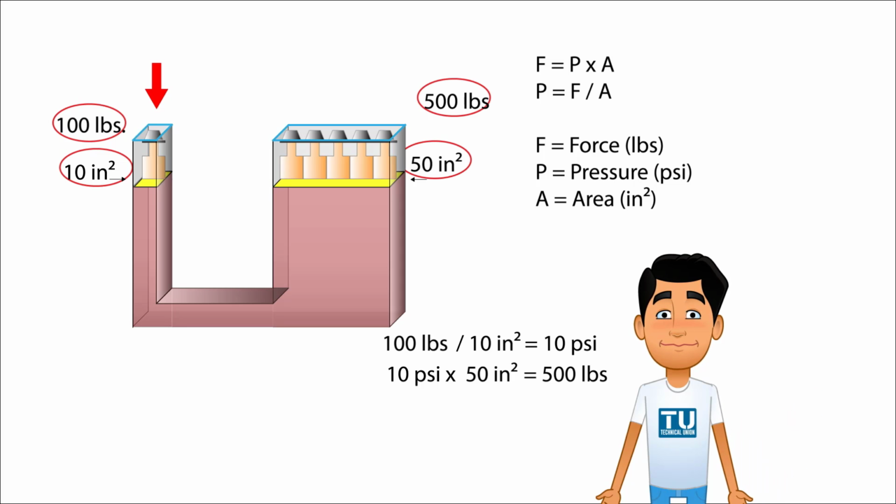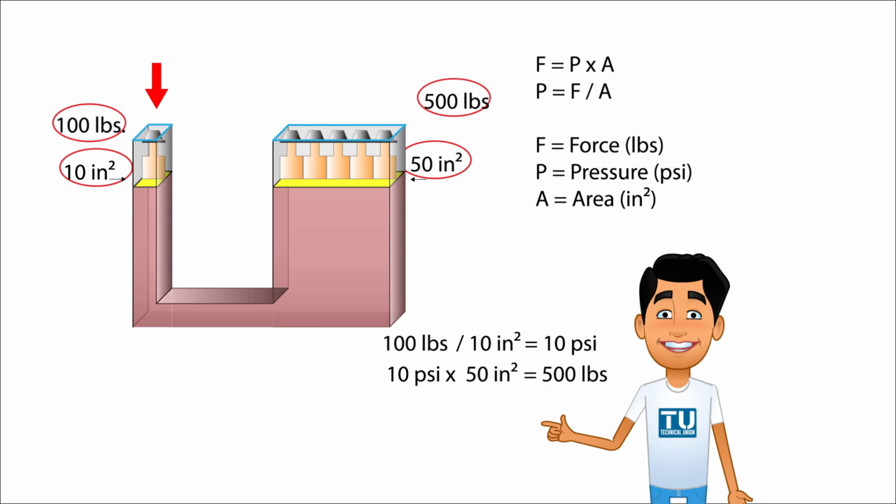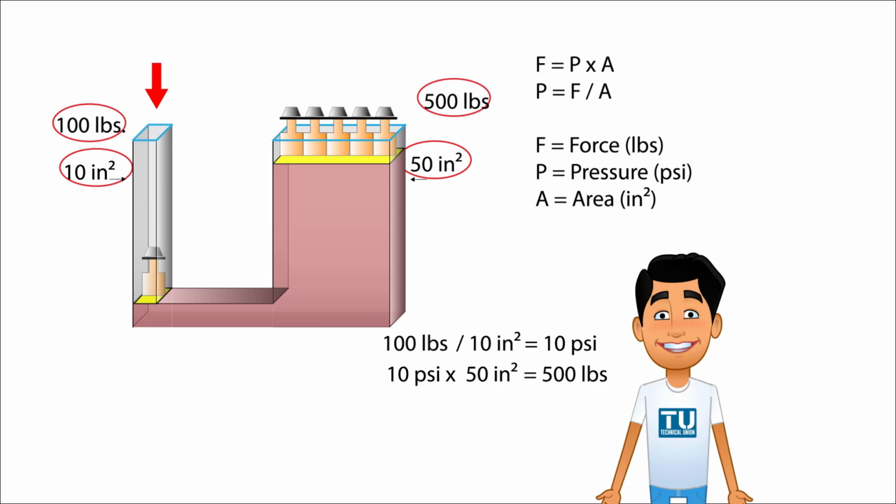Now, if you take 10 psi times 50 square inches from the larger opening, it will be equal to 500 pounds of weight that you will be able to lift with just 100 pounds of effort coming from the smaller opening of the container. In this example, we are able to lift 5 times more weight in relation to the effort pushing down on the fluid.